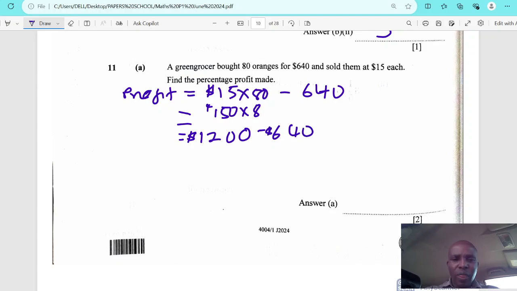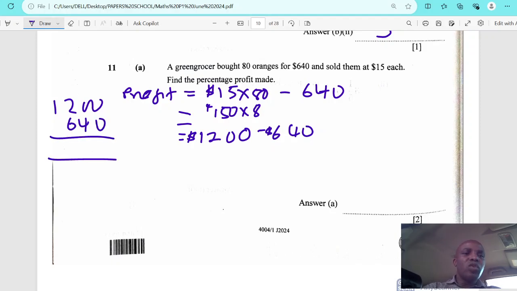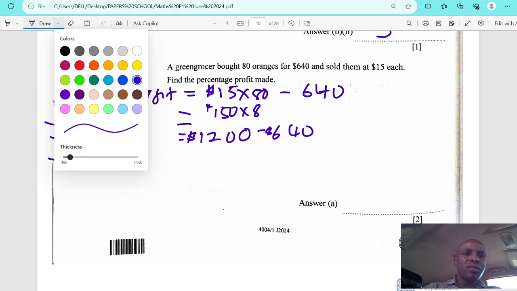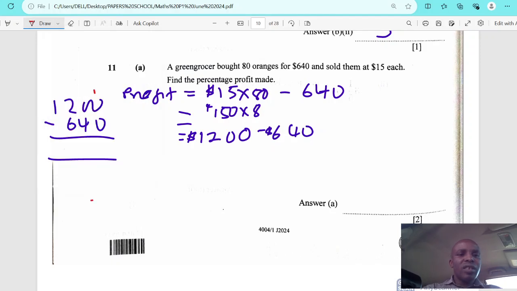640, what do we get here? Let's do the subtraction. 0 minus 0 is 0. 4 minus 4, it can't, so it's 10. 10 minus 4 is 6. 12 minus 7 is 5. You can just say it like that. 12 minus 7 is what? It's 5, yes. So it's 560. So the profit is 560.